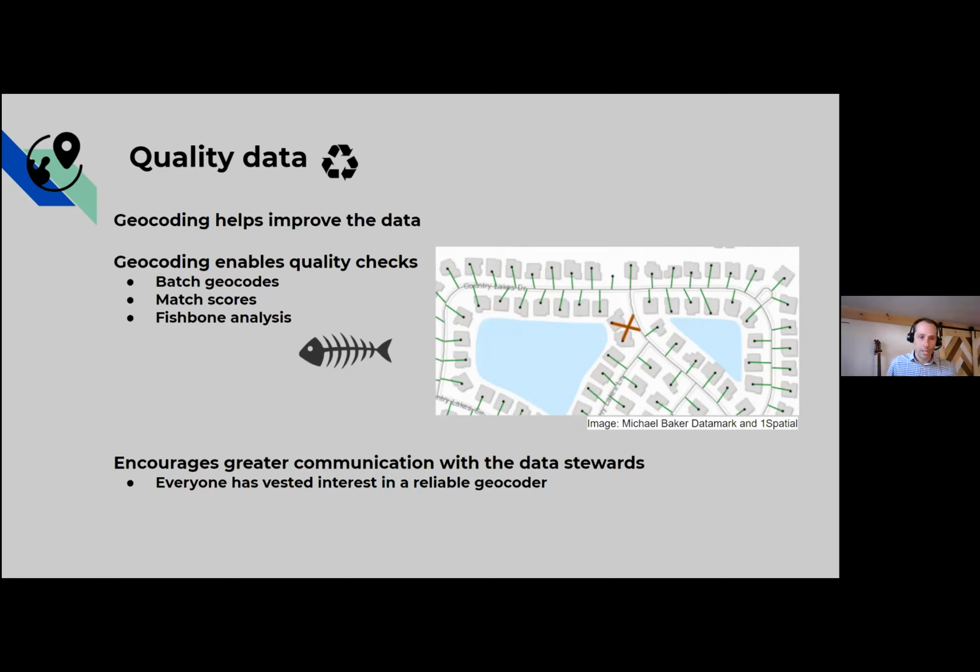This last bullet we kind of already discussed earlier, but again, it's so key for us as well, is that it encourages so much more communication with our data stewards. They want the data to be accurate. We want the data to be accurate, and we're all invested in this because these geocoders get heavy use.